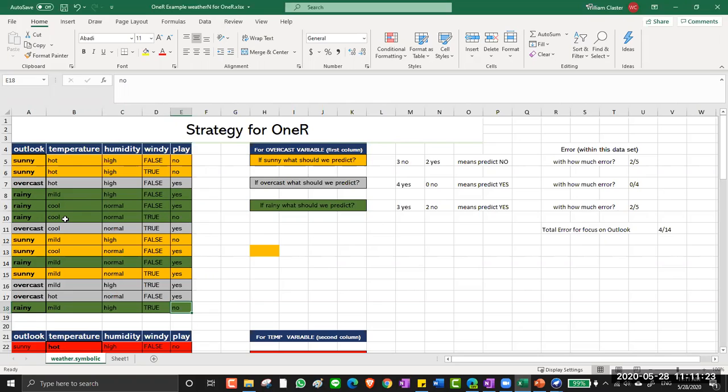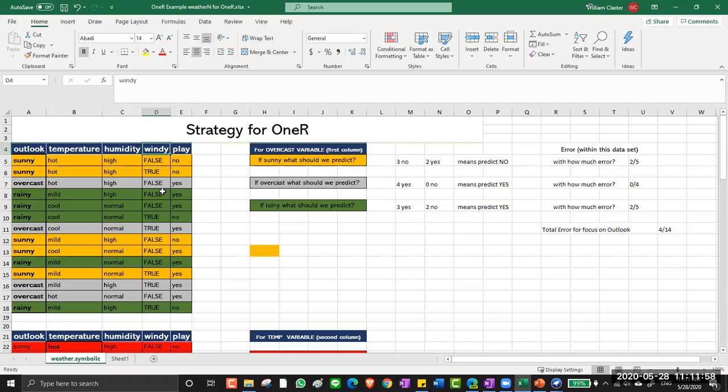And so we could measure, just like we measured the error here, we could measure the error if we use temperature on the green ones. And then we could also measure the error if we used humidity on the green ones using the same kind of process. And then we could measure the error if we used windy just on the green ones. And then we would decide, well, just on the green ones, which gives the least error? And it turns out, I guess, that windy gives the least error.